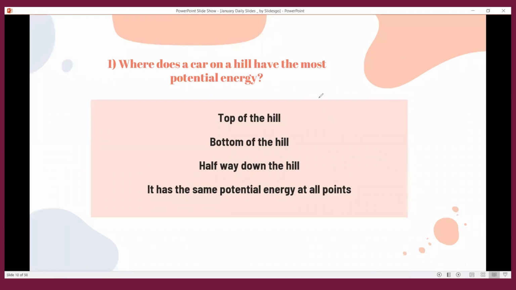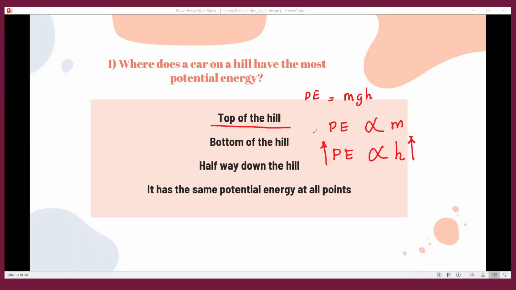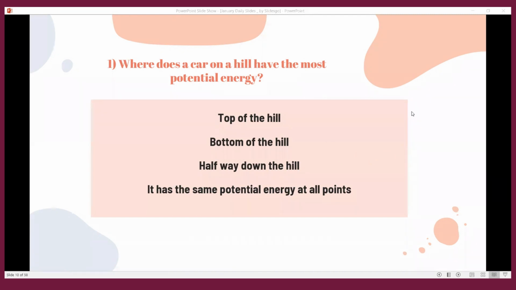Where does a car on a hill have the most potential energy? mgh is the potential energy, gravitational potential energy in other words. So potential energy is proportional to mass, same as kinetic energy. Also, potential energy is proportional to the height. So the greater the height, the greater the potential energy. When the car is on the top of the hill, the height is greater. So in this position, the potential energy will be greater.